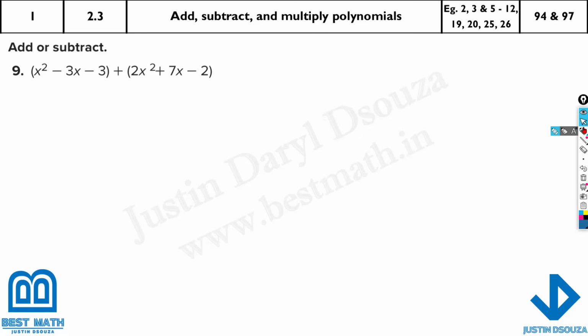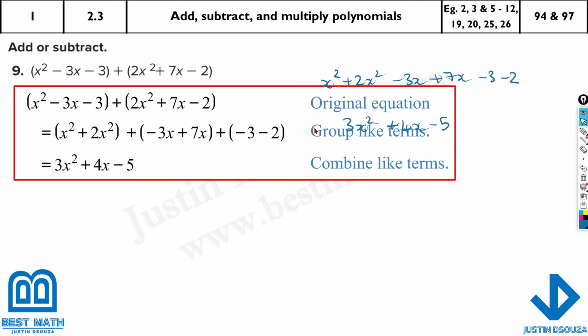And another adding problem. It'll be x squared plus, sorry, I just grouped them together right now because it's plus here. The signs won't change. It's 2x squared minus 3x plus 7x and minus 3 minus 2. So this is going to be 3x squared plus 4x and minus 5. That will be the answer. You can see that's it.